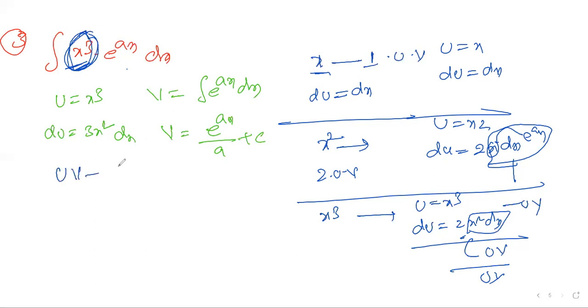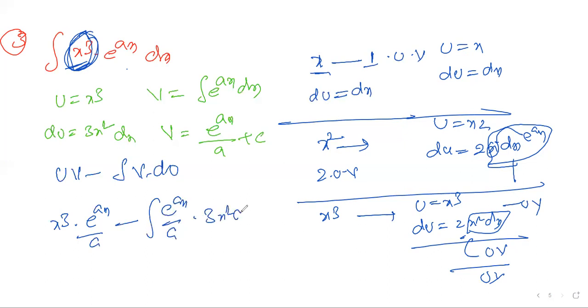So uv minus integration of v du. Please apply. What is the value of v? x cube e power ax by a minus integration of v du, right? v is e power ax by a. du means what? 3x square into dx. So x cube e power ax by a minus 1 by a into 3 constant, so x square into e power ax dx.